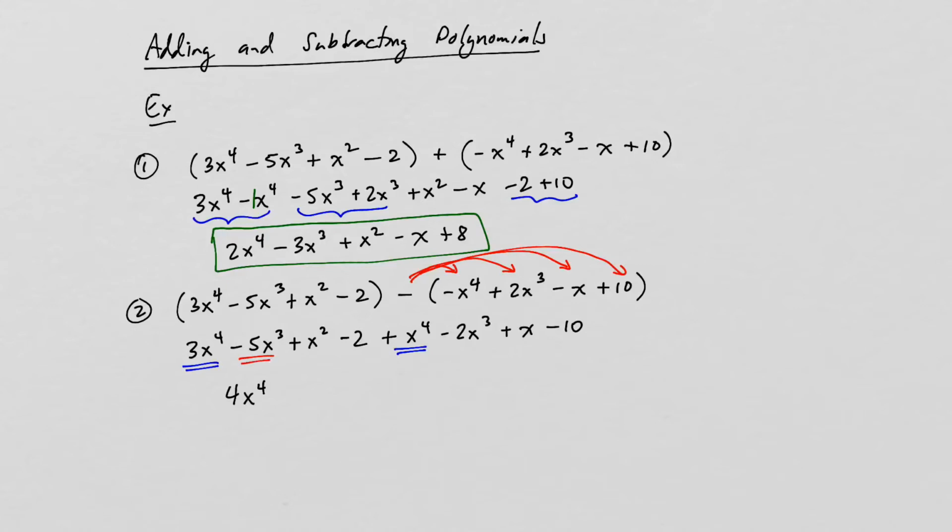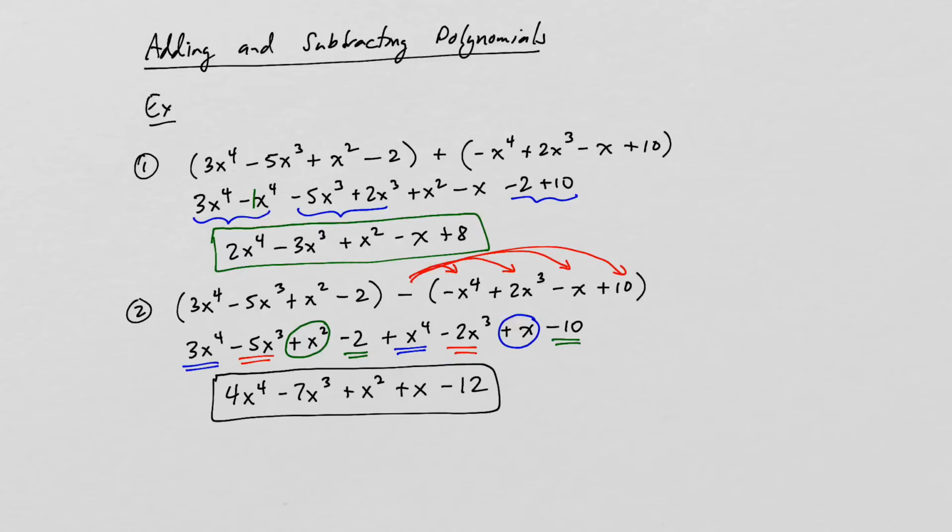Next, we have negative 5x cubed and negative 2x cubed. That is negative 7x cubed. Plus x squared is the only x squared term. Plus x is the only x term. And finally, we have negative 2 and negative 10, which combine to make negative 12. So adding and subtracting polynomials is just a matter of combining like terms.